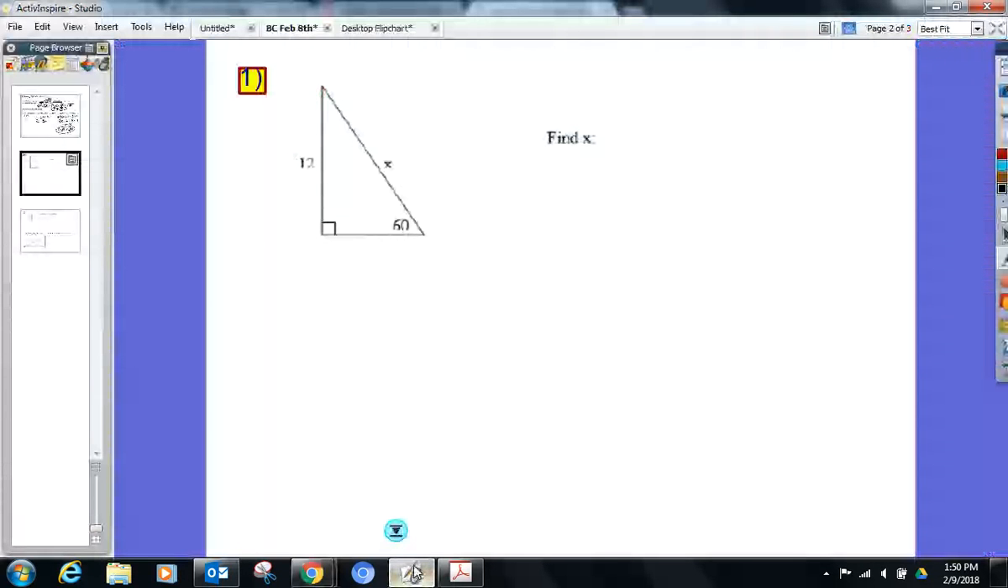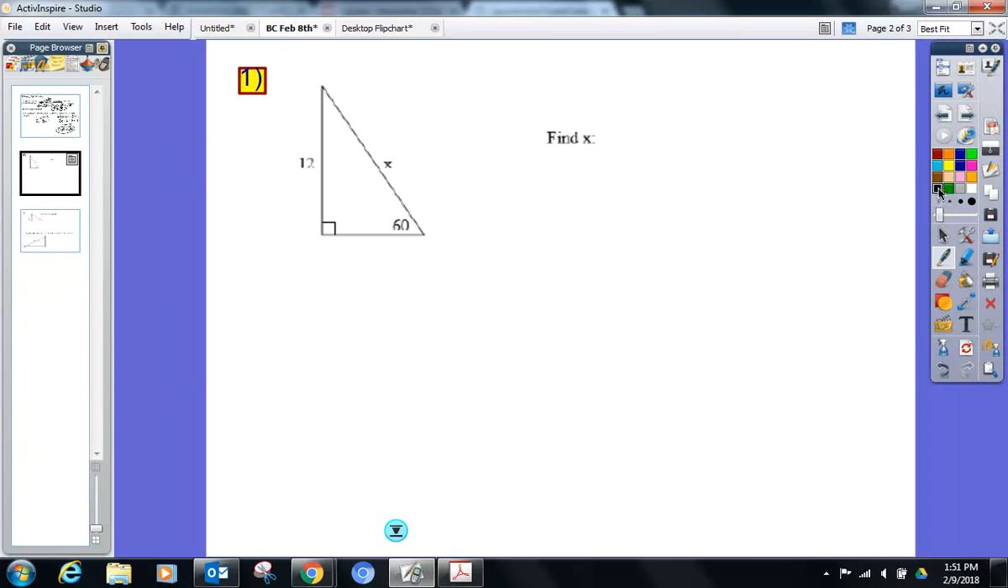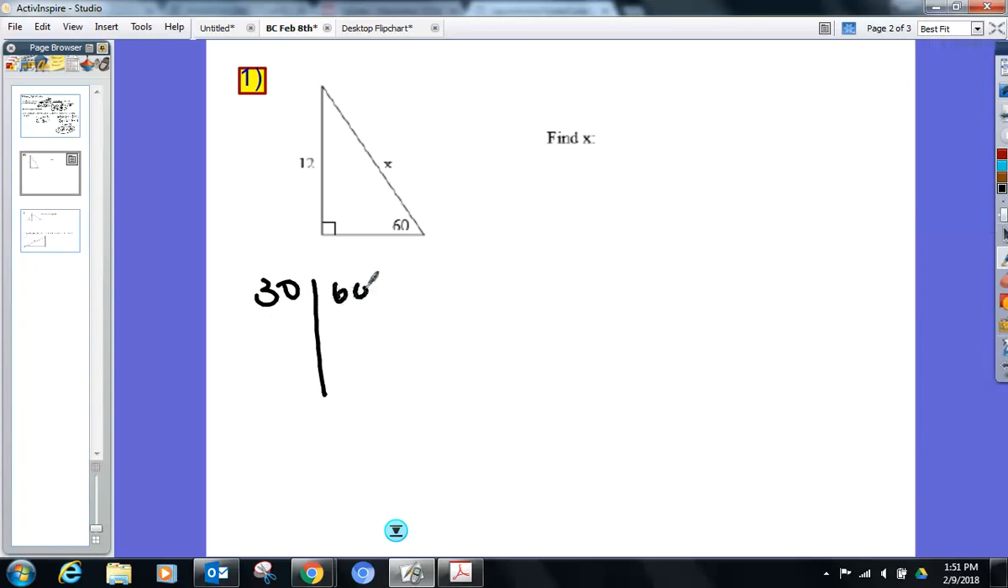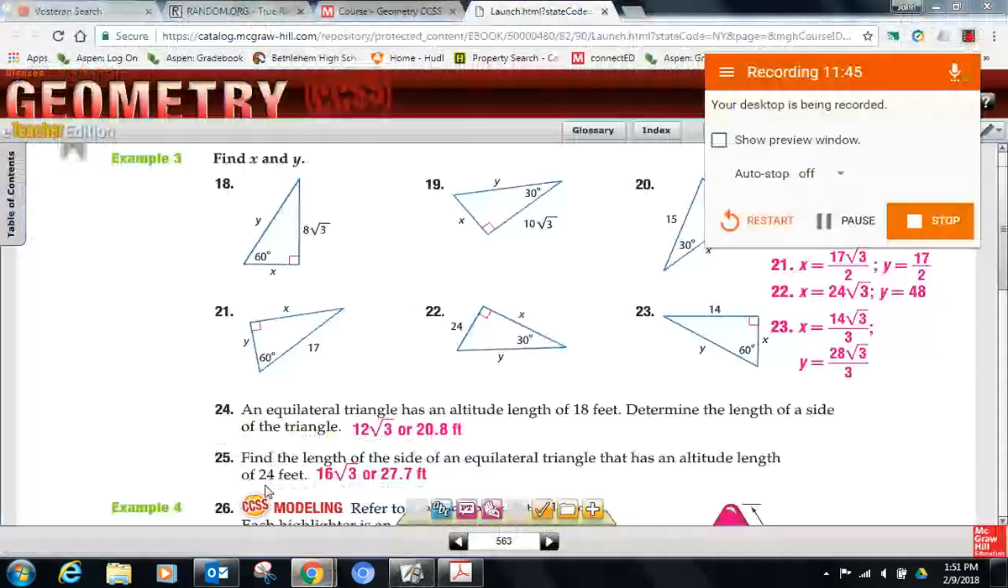Again, nothing's going to change except you might be a little hazy on how to deal with the radicals from algebra last year. All right, number 1, no big deal. It's a 30, 60, 90, so let's get our rules out. Need somebody to remind me what those rules are in the 30, 60, 90.